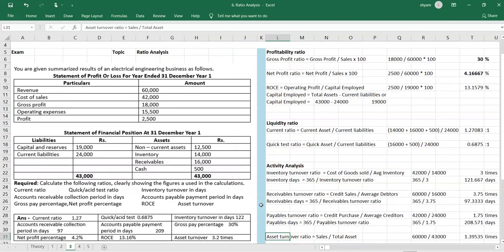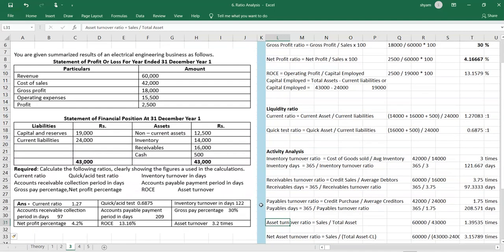So we'll check the answers here. Current ratio is 1.27, quick ratio is 0.875, inventory days is 122, that's correct. Receivables collection is 97 days, that's correct. Accounts payable payment period is 209 days, that also is correct.